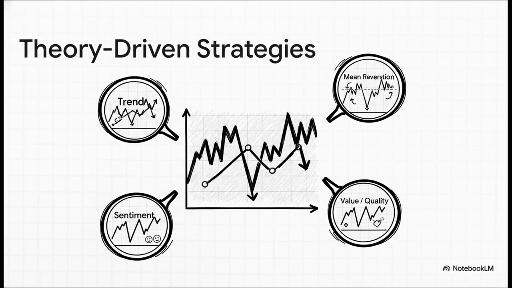And within that theory-driven world, there's a whole universe of different strategies. You've got models that follow trends, basically betting that what's going up will keep going up. Then you've got mean reversion, which bets that things will eventually snap back to their average. Some models look at sentiment from the news, others look for classic signals of value or quality. Each one is just a different lens to look at the market through.